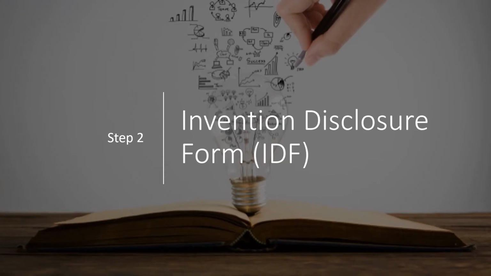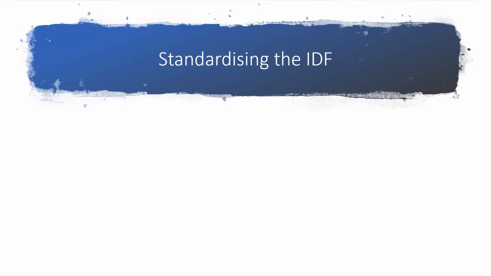The next important step for an innovation-driven entity is to have a standardized invention disclosure form, or IDF as we call it, for all the employees of the organization. By implementing a standardized invention disclosure form, the company is not only ensuring a streamlined process for proper documentation of the invention, but also creates a culture of innovation for all its employees.